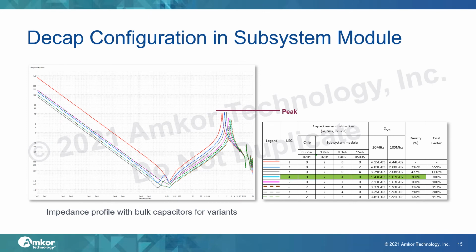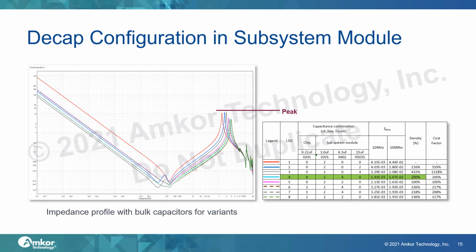This slide explains another way to reduce peak impedance by decap configuration variation in the subsystem module. The fact is the highest capacitor value is not always going to give us the lowest impedance system. Also, the optimum combination of decaps on the motherboard is not the best for the subsystem module, since the whole environment has changed from the motherboard.